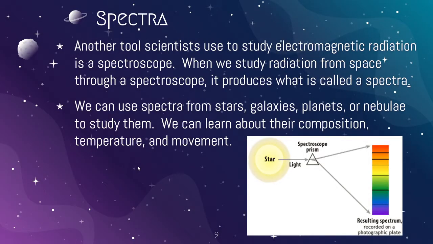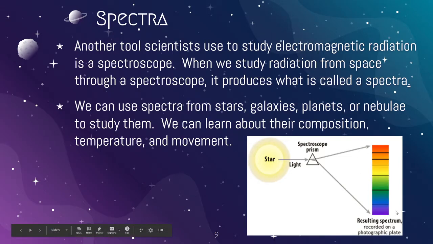The other thing that we use to study stars besides the telescope, that we really look at to analyze that radiation, is something called a spectroscope, which gives us the star's spectrum, which is in this bottom corner.